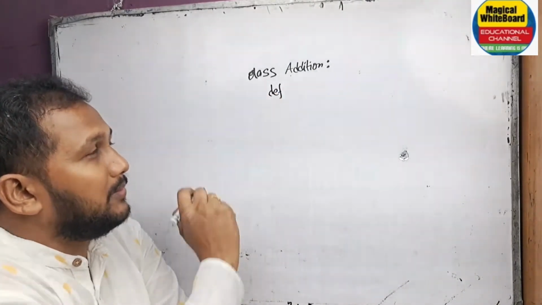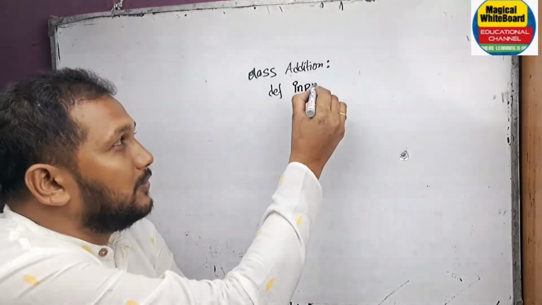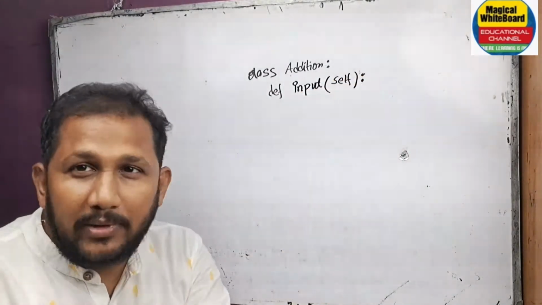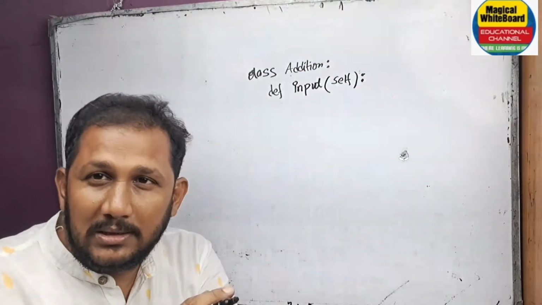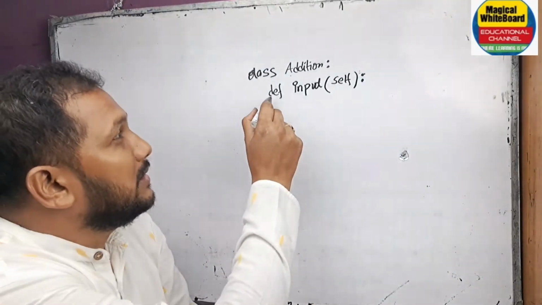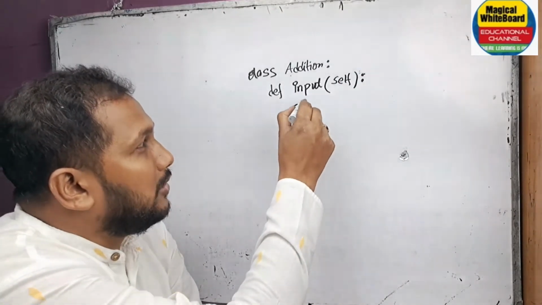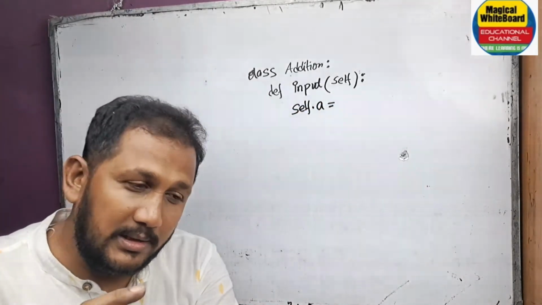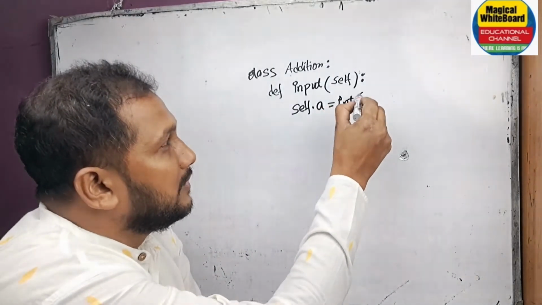Now, class addition, then we have to define a function, that is def. Suppose the function name is input, and we have to write the parameter self. Self is referencing the object. Self is used to reference the object. So def input self. Now self.a is a data member. Self.a, self referencing the a data member. Self.a equal to int(input("enter first number")).